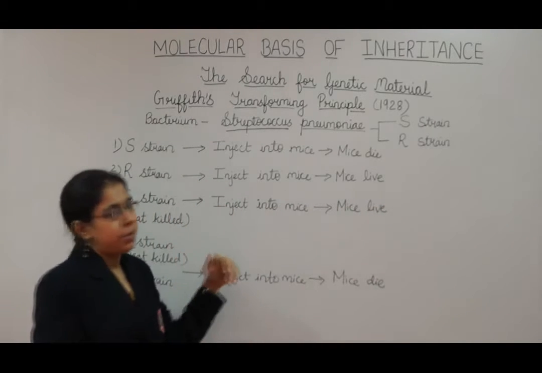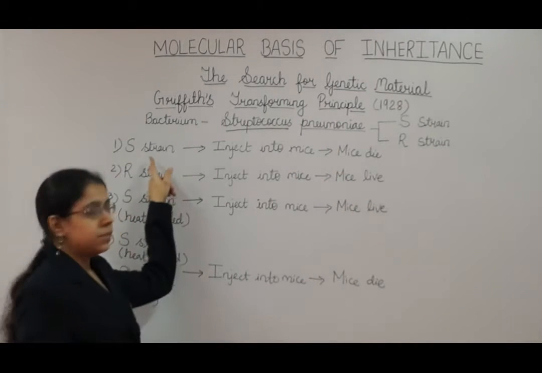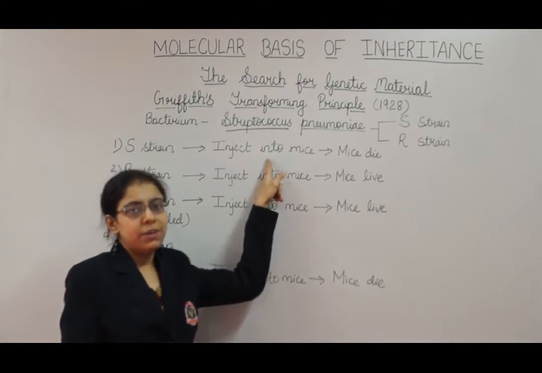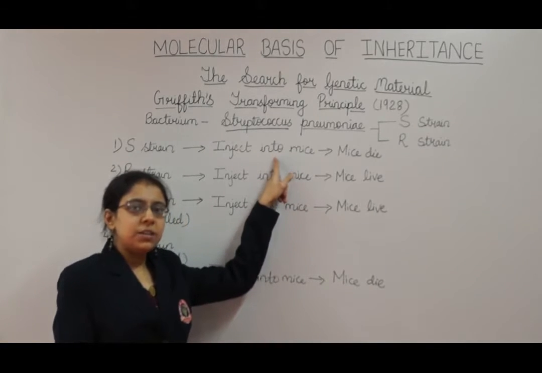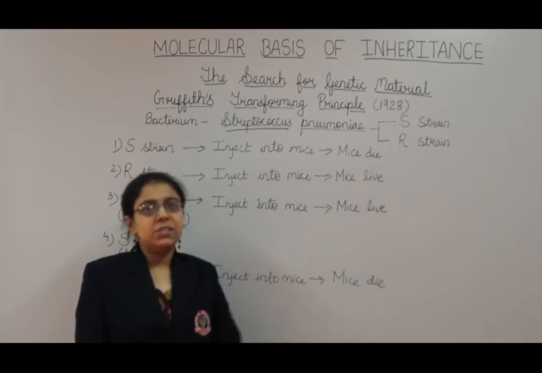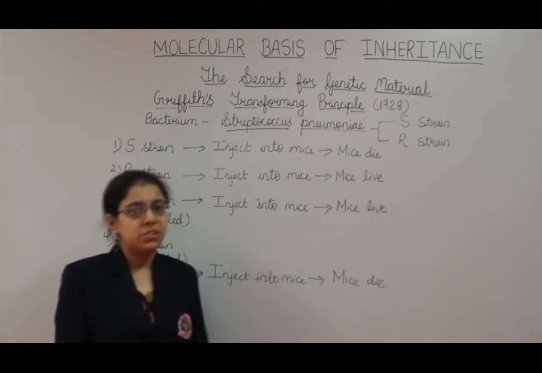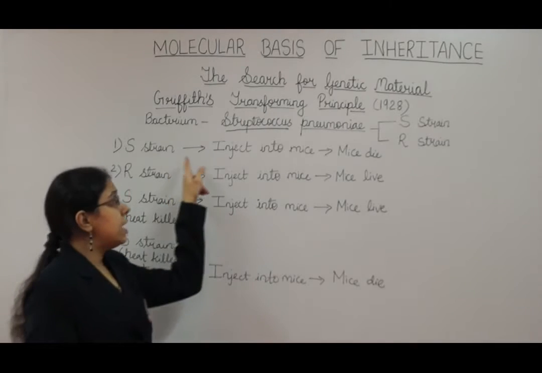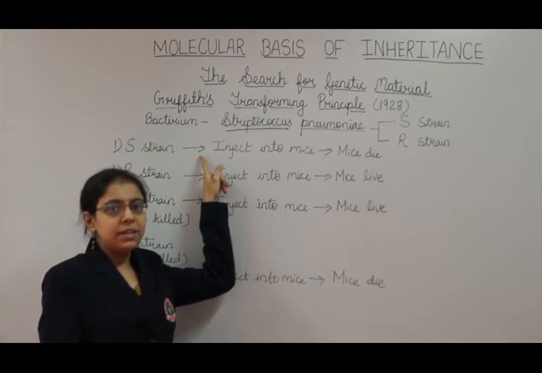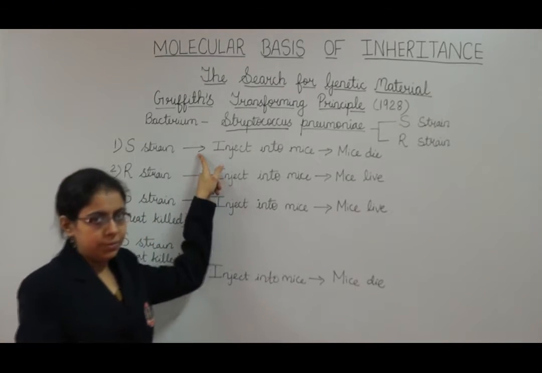He performed his experiments using both the strains of the bacteria. The first step that he did was, the S strain bacteria was taken and injected into living mice. When this strain was injected into mice, he found that the mice died because they got infected by pneumonia, which is caused by Streptococcus pneumoniae S strain. So he concluded from this step that the S strain can be called the virulent strain. Virulent means the one which is capable of causing the infection.